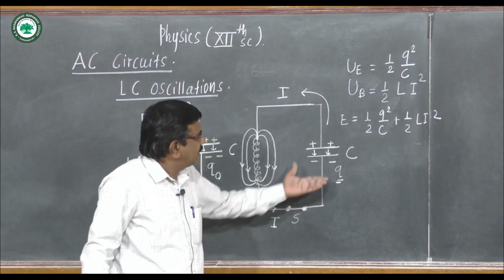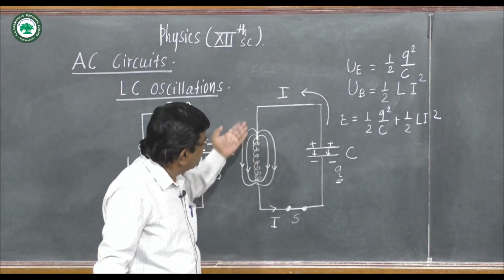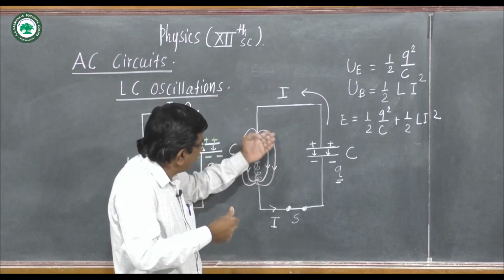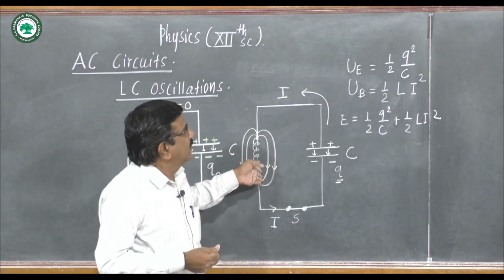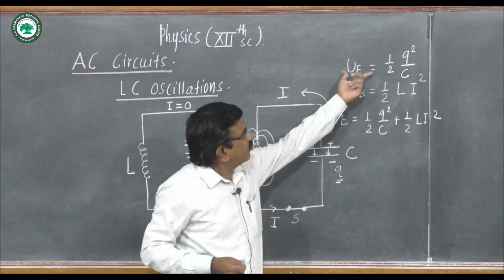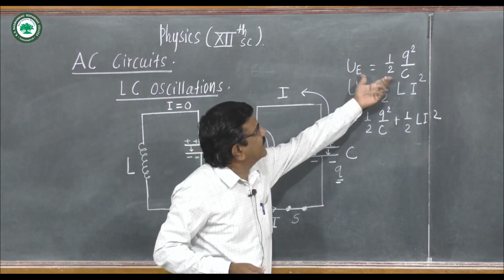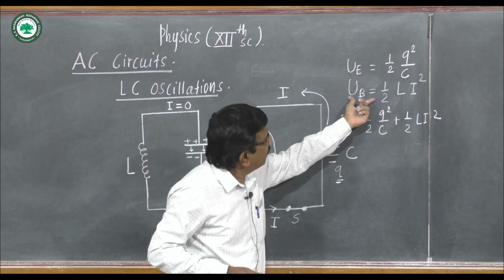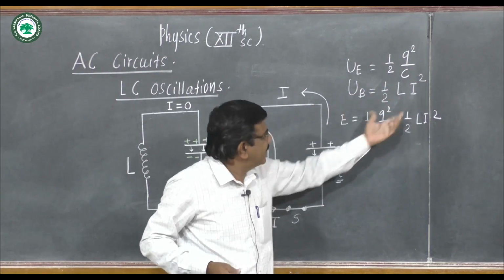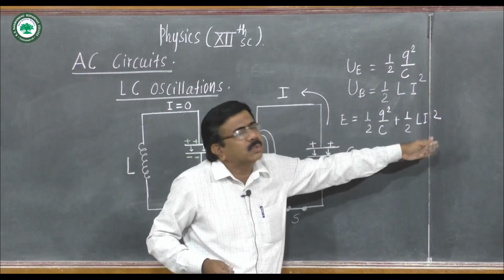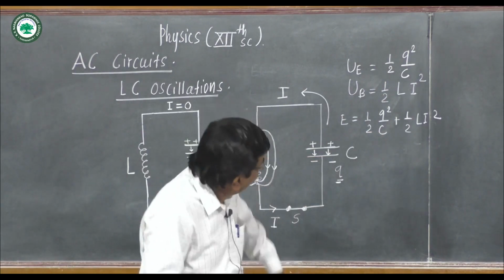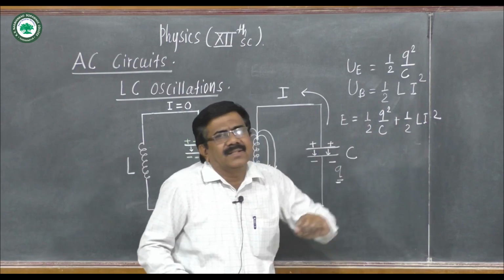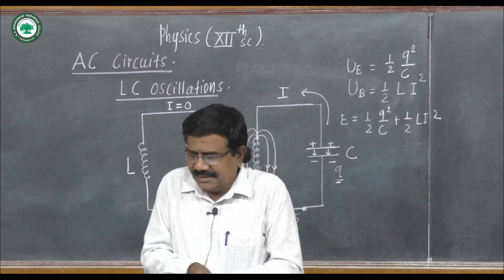Switch is closed. The charge is transferred. Current flows through this. It builds up the magnetic field. Magnetic flux increases. And this electrostatic energy in the capacitor is partly converted into magnetic field energy, and the total energy is the addition of these two. Partly electric field energy in the capacitor and partly magnetic field energy in the inductor.